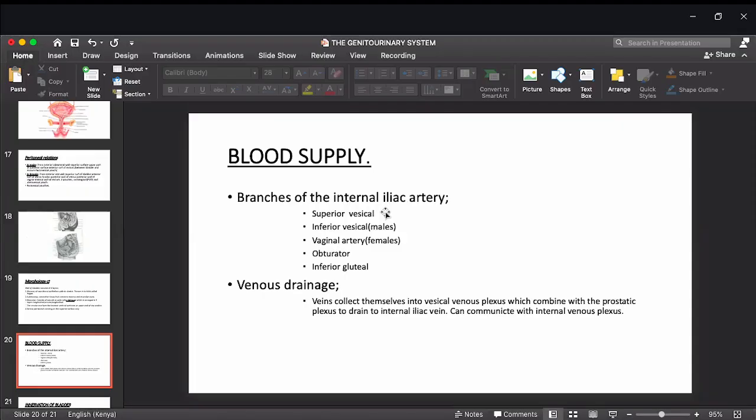Blood supply to the bladder: branches of the internal iliac artery, the superior vesical artery, inferior vesical artery, vaginal artery, ureteric artery, and inferior gluteal arteries. Venous drainage: the veins collect themselves into the vesical venous plexus, which combine and form a plexus. They normally drain into the internal iliac vein.